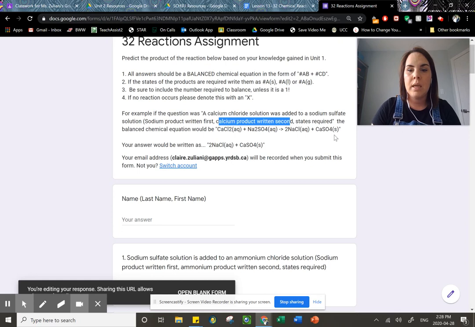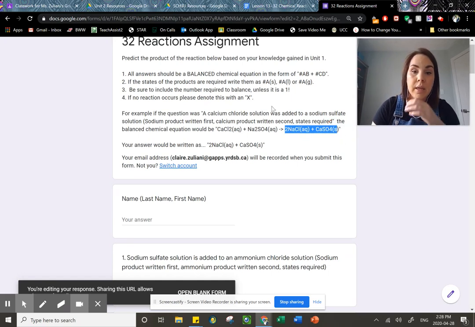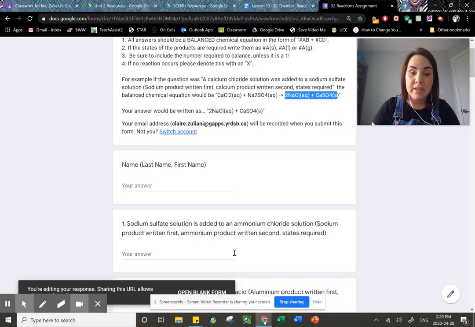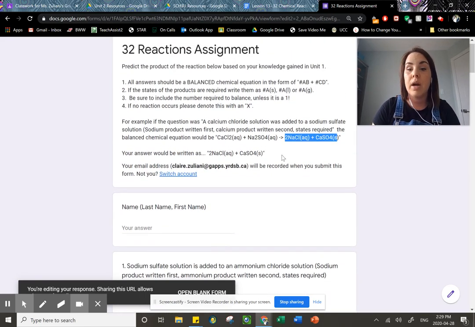Now, if I go back to balance this, I have 1 calcium, 2 sodium, so I need to put a 2 here. I now have 2 chlorine, and 1 sulfate, so I'm balanced. Okay, so I know I have 2 NaCl and CaSO4 solid as my products. Now, in your answer you are writing just the products. You're not writing the reactants. So anything before the reaction arrow, you don't have to put in the form.